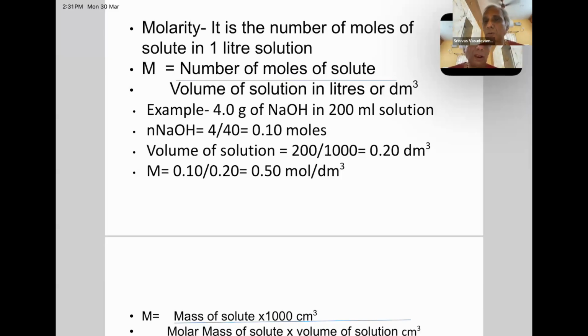For example, 4 grams of sodium hydroxide dissolved in 200 ml solution. Number of moles of NaOH, mass of NaOH divided by molecular mass of NaOH, 4 by 40, 0.10 moles. Volume of solution in dm³ or liters, 200 cm³ divided by 1000, 0.20 dm³. So molarity is equal to number of moles of sodium hydroxide divided by volume of solution in dm³. So 0.10 divided by 0.20, that is 0.50 mole per dm³.